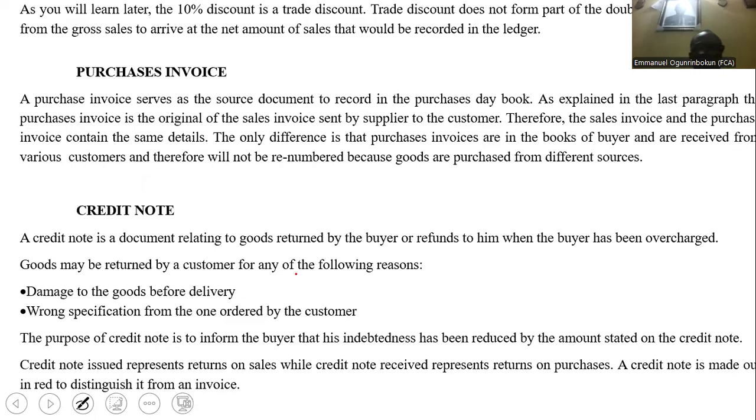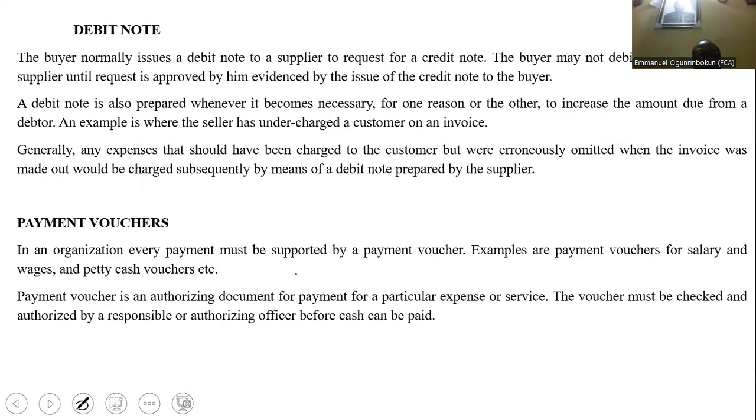We also talk about credit notes. A credit note is a document that relates to goods returned by the buyer or a refund to him. So when you have a situation where a buyer has been overcharged or there's any damage in any goods, a credit note will be issued. So when he comes next time, he'll be able to utilize it. We also have information about what we call the debit note. We also see a debit note the other way around. It's also a transaction document that is issued.